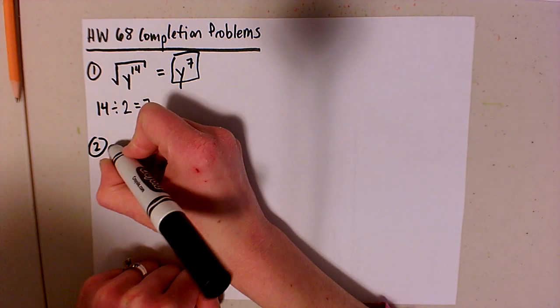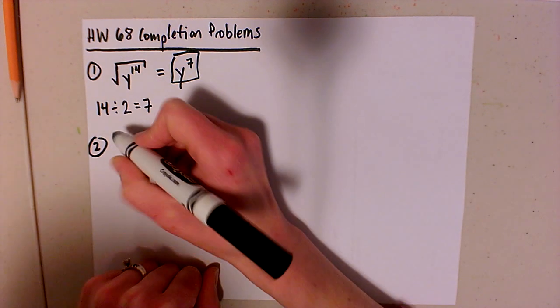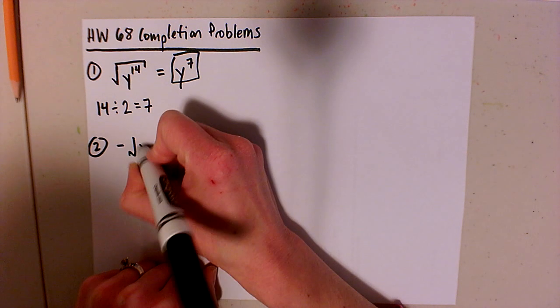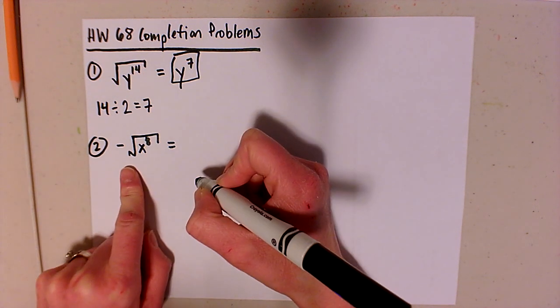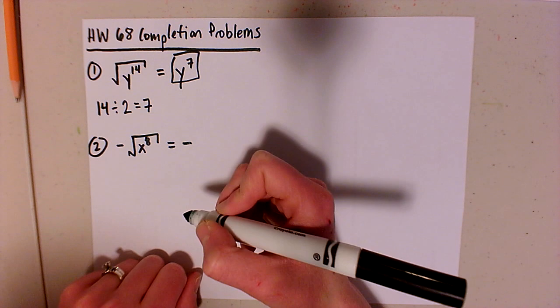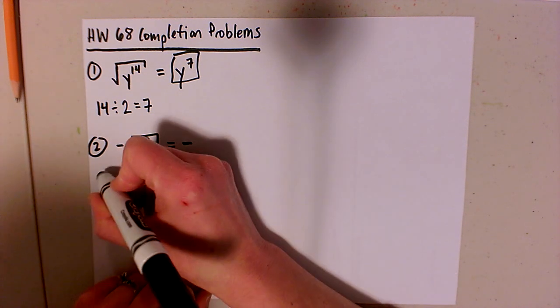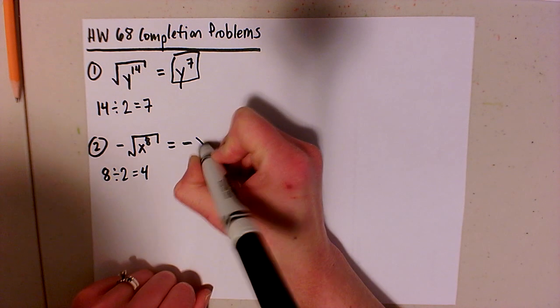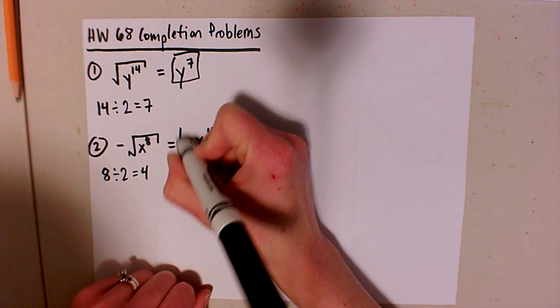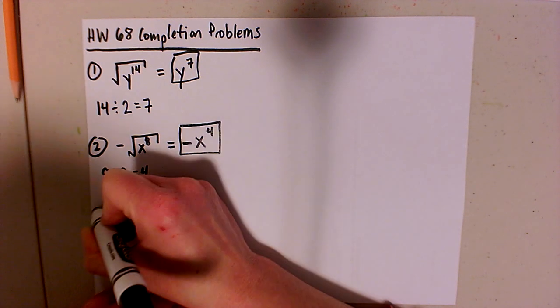For number 2, we have negative square root of x to the 8th. It's okay to have a negative outside your radical, so we'll include that negative in our answer. And then we would do 8 divided by 2, which is 4. And so that's our new exponent, so we get negative x to the 4th.